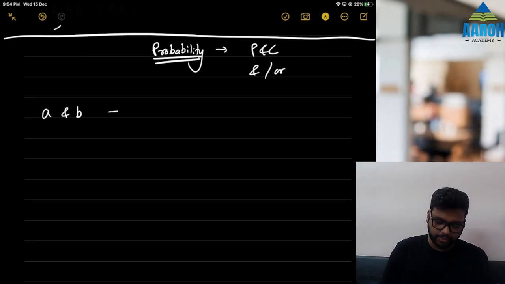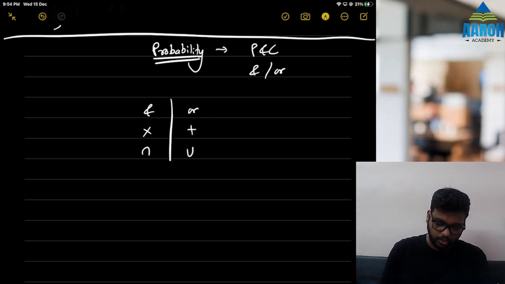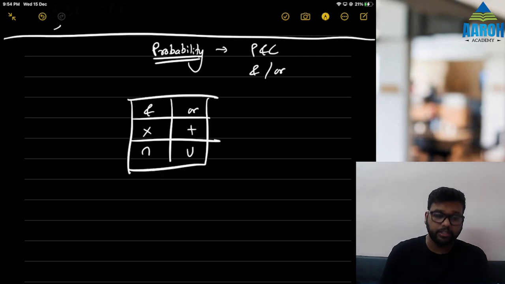So before we start with probability, can anyone tell me if we say case A and case B, it means multiplication or addition? Multiplication. So and is multiplication. Always remember this table. And is multiplication, or is addition. And in terms of set, and is what? Union or intersection? Intersection. Intersection, or is union. Always remember this table for sets, probability and permutations and combinations. So in all three chapters this is going to be useful.